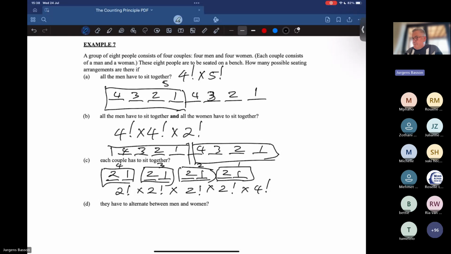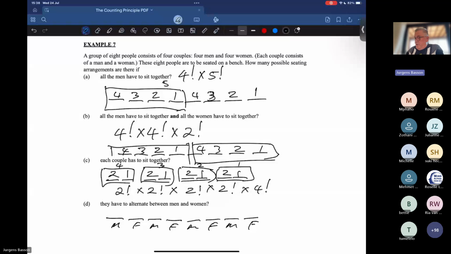All right. So, ladies and gentlemen, the next one, an interesting one, is where I say to you, how many arrangements are there if men and women must alternate? Now, this is typically a problem where it's quite important that we draw the lines. So to see what is happening here, 4, 5, 6, 7, 8. So if I say it's a male, female, male, female, male, female, and male, female, they alternate.